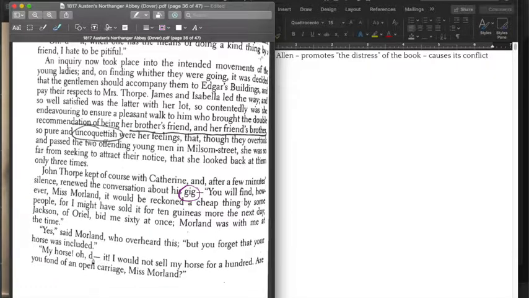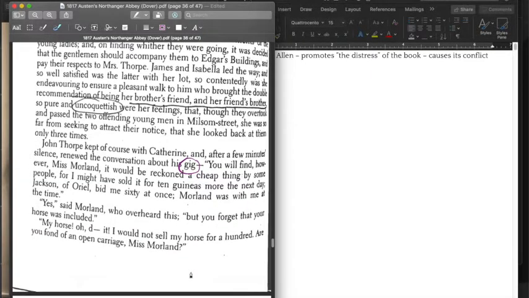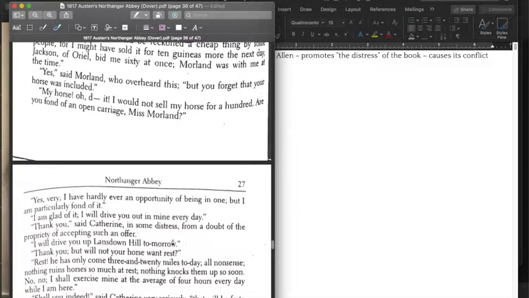When there's a long dash like that, it's because they're leaving out letters, because damn is naughty. "My horse, oh damn it, I would not sell my horse for 100. Are you fond of an open carriage, Miss Morland?"